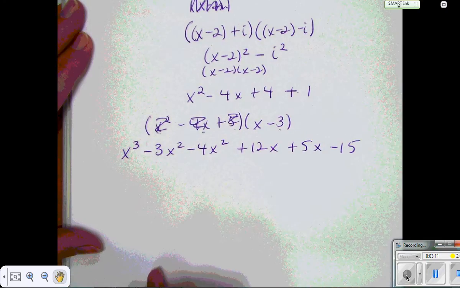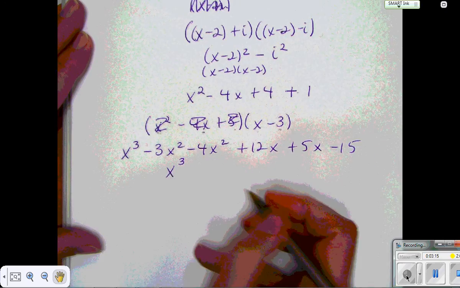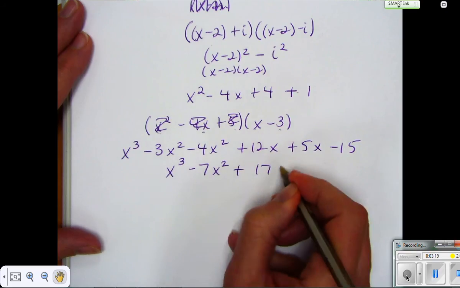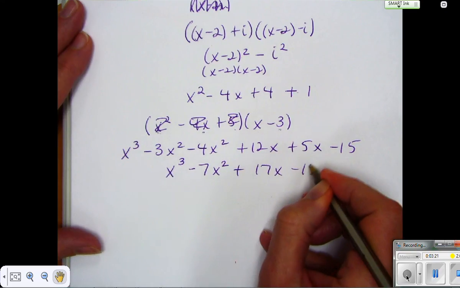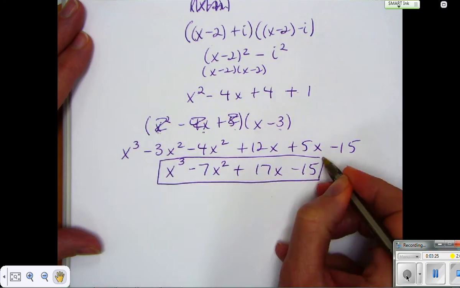So now I can combine my like terms, and I will have my polynomial back. And this is your polynomial. There are no i's.